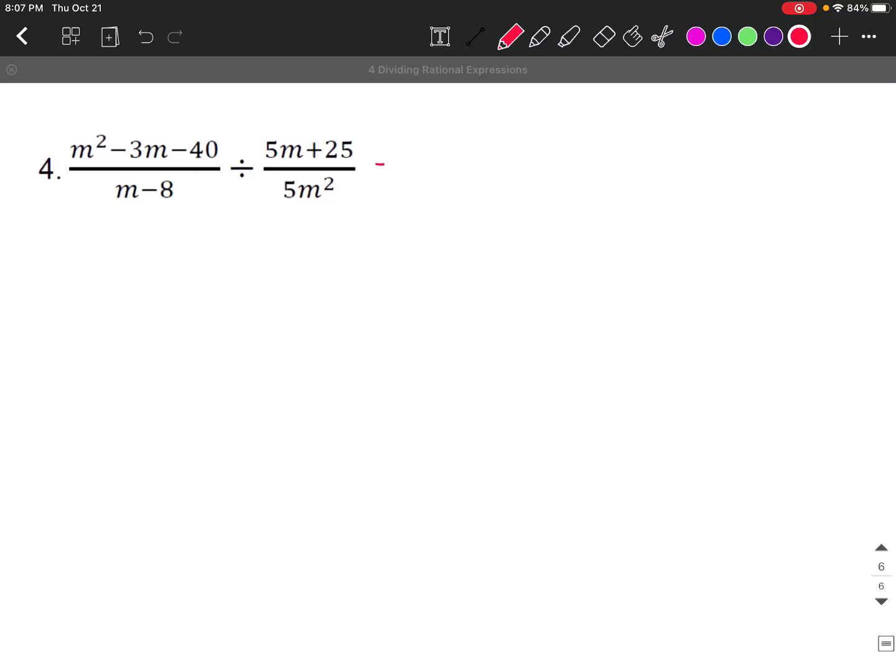We're going to take the first fraction and keep it. M squared minus 3m minus 40 all over m minus 8. We change division to multiplication. We flip the second fraction. 5m squared on the top. 5m plus 25 is now in the bottom. Now the top of the first fraction is a trinomial that does not have a common factor. Since it's an m squared with an m in the middle, we need m and m.